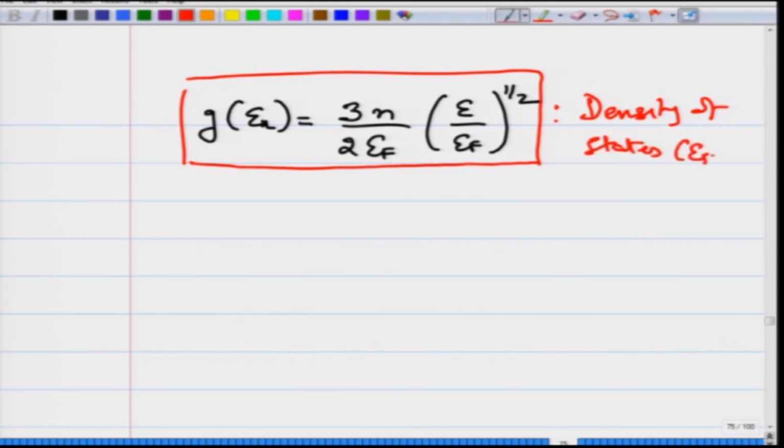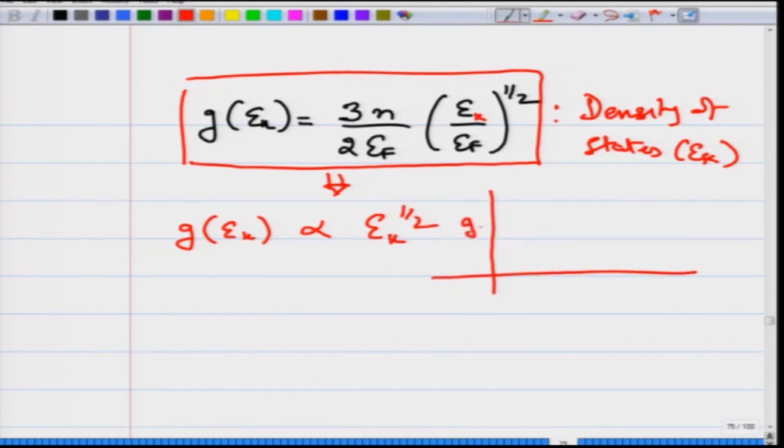At any energy E_k. What is important to note from here is that the density of states at E_k is proportional to E_k raised to half, which means that the density of states G(E) as a function of E will be going as E raised to half. In a 3-dimensional metal, the density of states changes as the square root of the energy.